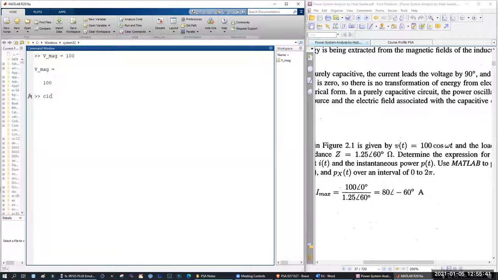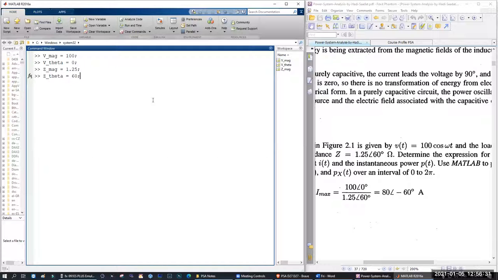I'm going to clear the screen, clc, that means clear. You have to give a semicolon, otherwise they will repeat. Now, you have a V angle, right? V theta is equal to what? How much is theta? What is the angle? Zero. Now you have Z. Z has a magnitude. How much is the magnitude? 1.25, right? Yes, sir. What is the angle? 60. That means theta is equal to 60, right?